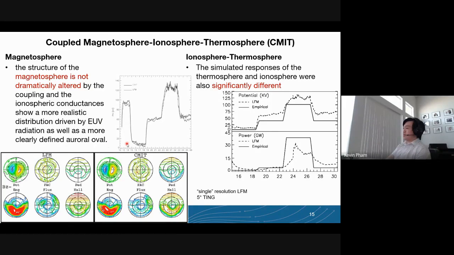It's important to note that this version they're using had very low resolution LFM and very low resolution ionosphere thermosphere. On the ionosphere thermosphere side of things, the simulated response showed a significantly different response in the thermosphere ionosphere. The dashed line is the LFM potential versus the empirically specified potential pattern, which is more like a step function here. You can see that the potentials going in are quite different, as well as the precipitating flux. So they found a different response in the thermosphere ionosphere.